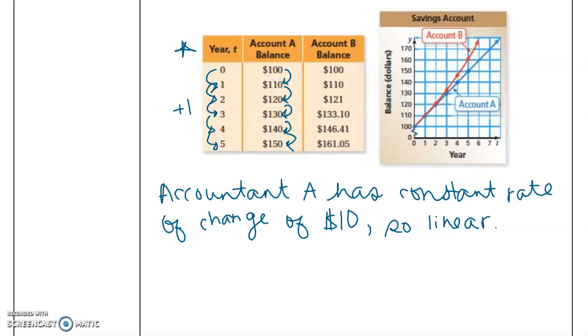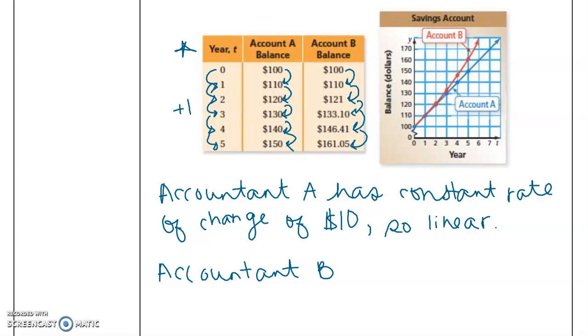Okay, now let's look at accountant B. So this one, they go up by 10, and then even the next one goes up by 11. So even right there, we can stop and see that we know it's not going to be constant. Because if it goes up by 10, up by 11, up by, looks like a little over 12, 12.10, we see that it's changing every time. Every year, it's going up by a different amount.